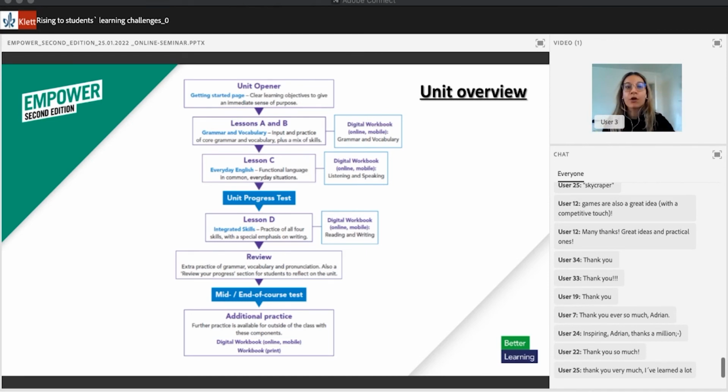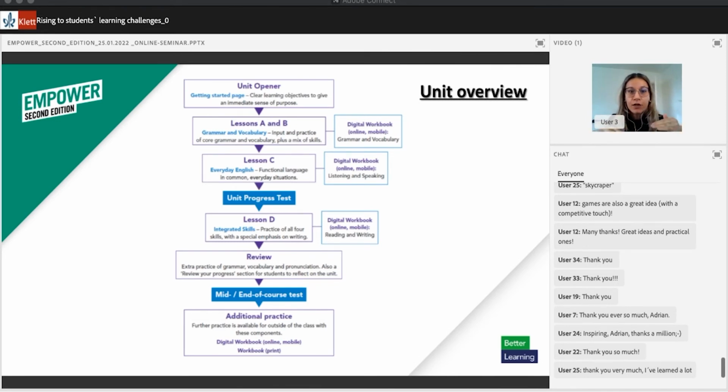So basically, for those who are not familiar with Empower, we have a unit opener, and then we have four lessons: lesson A, lesson B, lesson C, lesson D. A and B normally focus on grammar and vocabulary, and lesson C is more about speaking. There are videos there that show how to apply the language in the real world. And then there is lesson D, which focuses on writing.